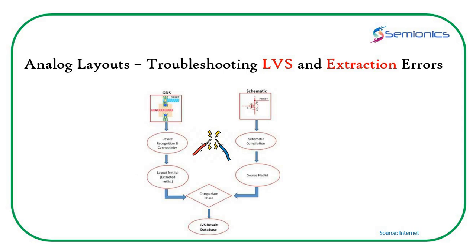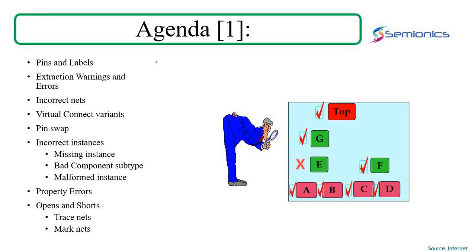The overall agenda of this session: we'll start with a little simpler ones, pins and labels. Everybody knows that if there are no pins or no labels, you will get lots of warnings and port related errors. But there are different scenarios. In what scenarios do you get warnings, and in what scenarios do you get errors? We need to be very clear.